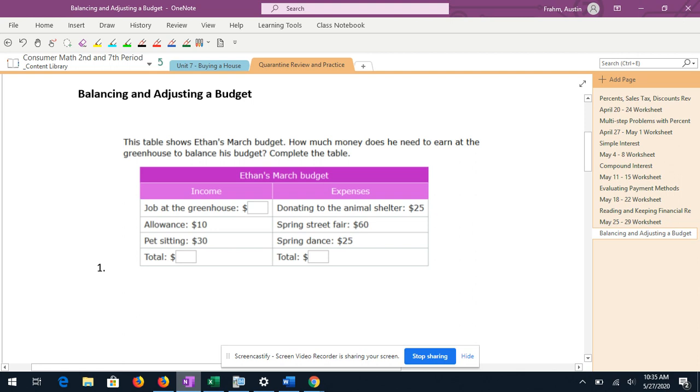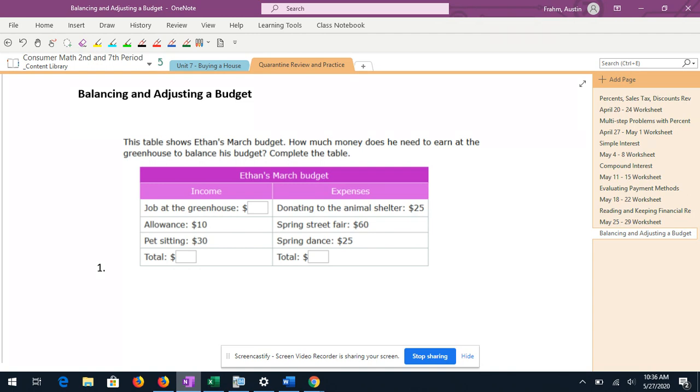All right, so for our last week of material, we're going to be working on balancing and adjusting a budget, which is kind of a continuation of what you were doing last week, which was reading and keeping financial records. These first two examples are going to be on balancing a budget, and the last two examples will be on adjusting a budget.